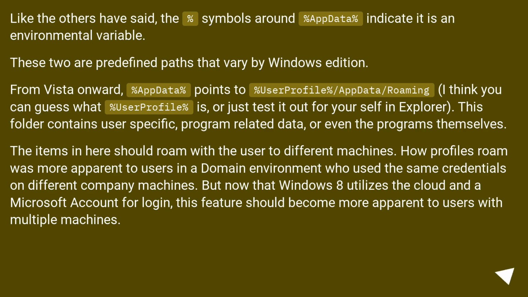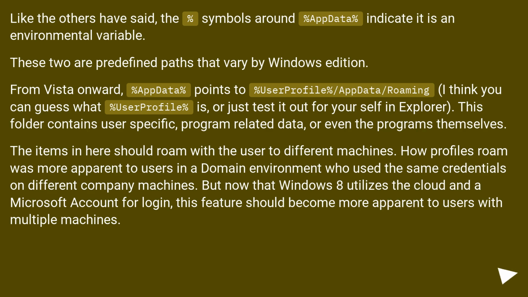Like the others have said, the % symbols around %AppData% indicate it is an environment variable. These two are predefined paths that vary by Windows edition. From Vista onward, %AppData% points to %userprofile%\appdata\roaming. I think you can guess what %userprofile% is, or just test it out for yourself in Explorer.